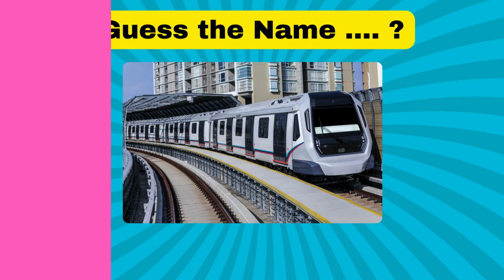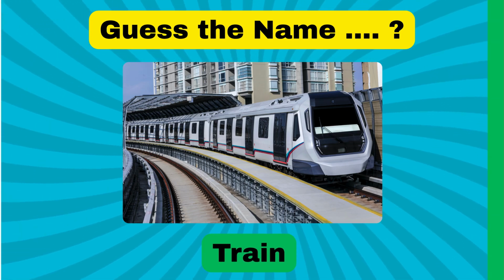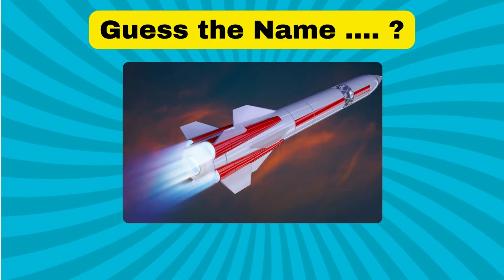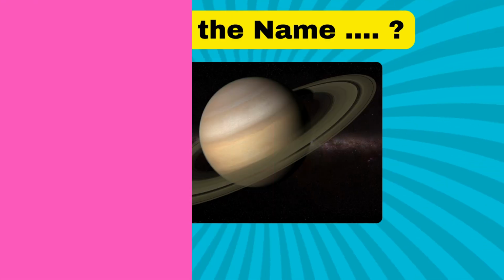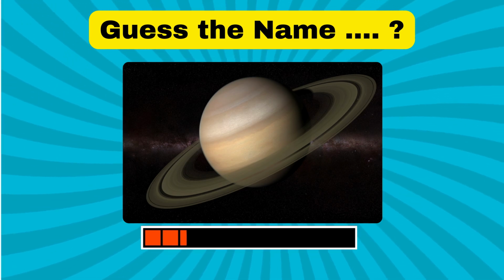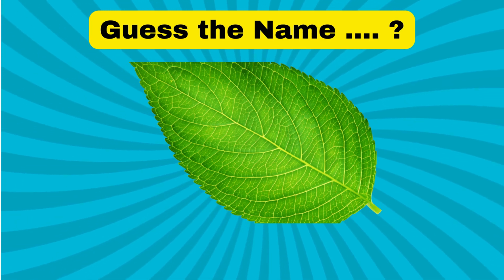What do we call this item? Mouse. What is this thing called in English? Train. What do we call this item? Rocket. What is this? Planet.